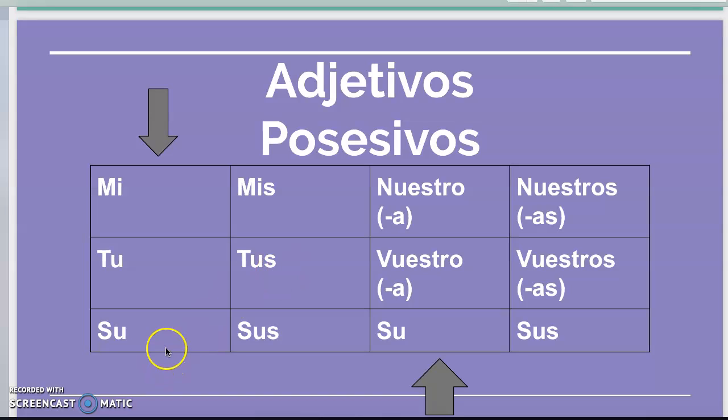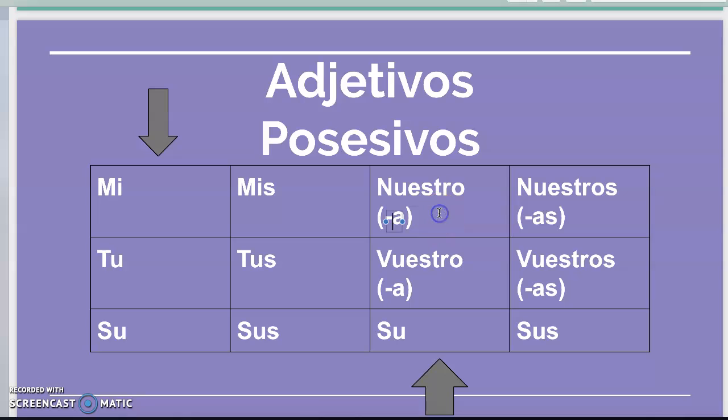All right, so we move down the chart. We got su and sus. Well, what does that mean? His or her? His house, his car. If he has more than one car, then it's sus. If she has more than one house, then it's sus. But the meaning in English does not change. So su and sus both mean his and her.